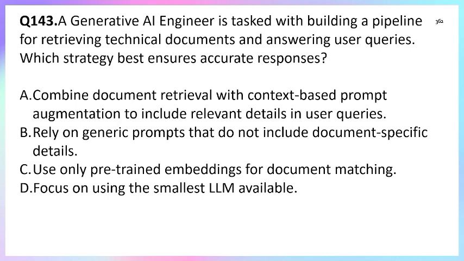Option C, use only pre-trained embeddings for the document matching. Just embeddings are not enough. You still need context injection into the prompt. So option C is also incorrect. Whereas option D, focus on using the smallest LLM available. Model size doesn't guarantee accuracy, because retrieval and prompt engineering are the key. So the correct answer is option A.